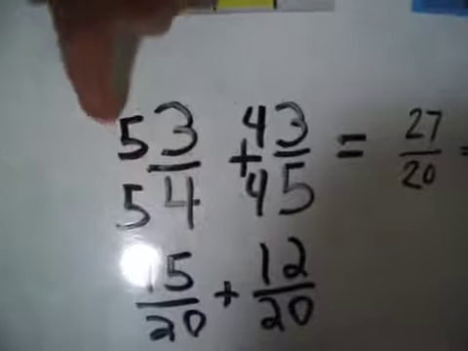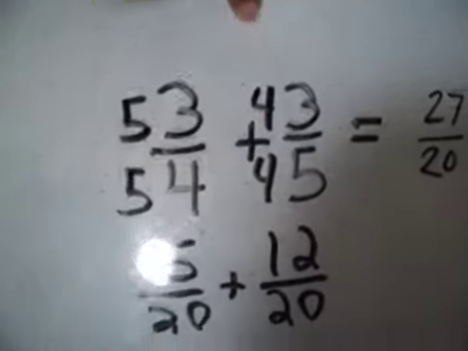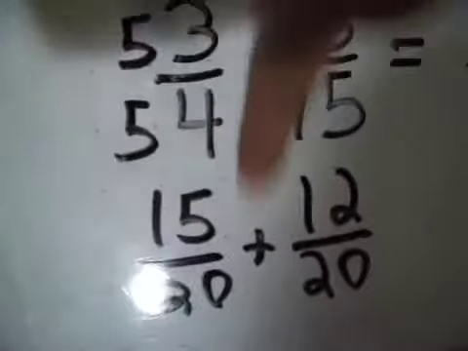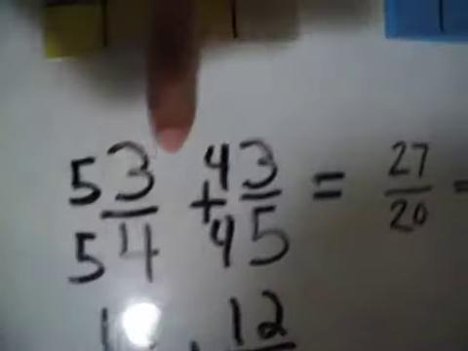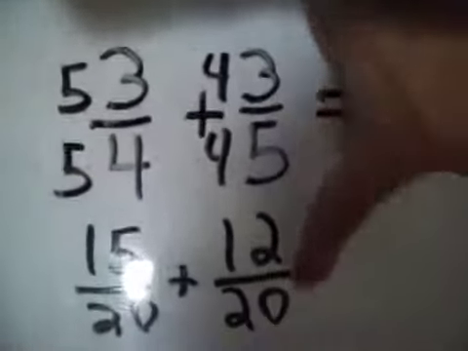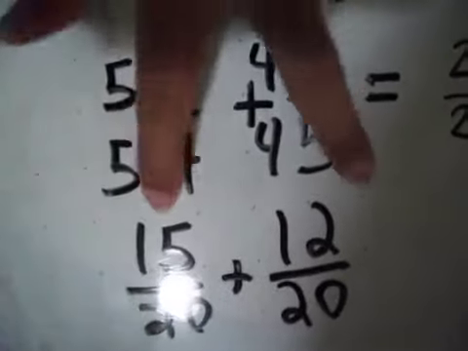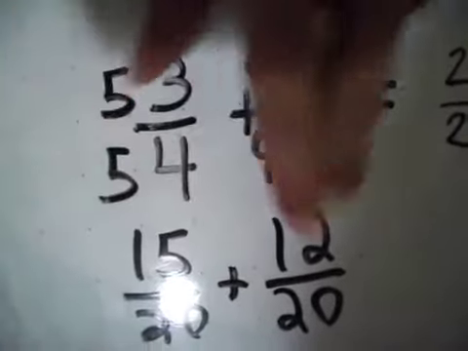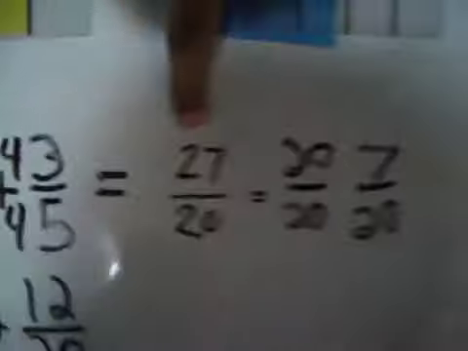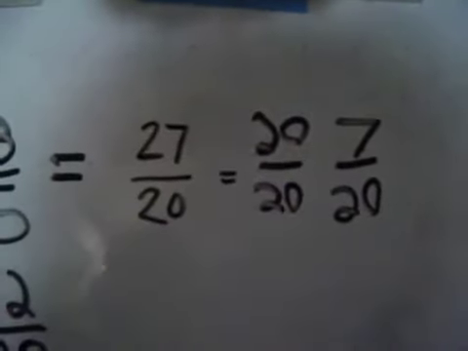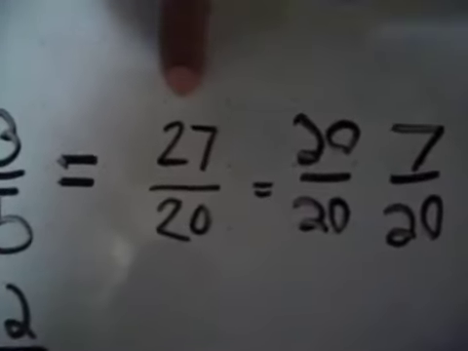Okay, so we multiplied by 1. We multiplied by 1. So this is the same thing. 15 twentieths is the same thing as 3/4, and 12 twentieths is the same thing as 3/5. And when we added those two together, 15 of the 20th kind and 12 of the 20th kind, we got 27 twentieths. Okay, then we had a little problem, because this is an improper fraction.